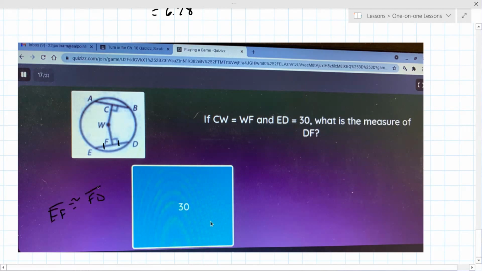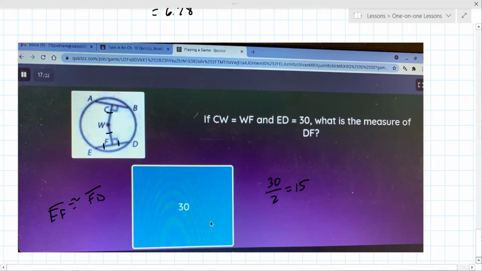And we know that ED is 30. So DF, which is halfway, is going to be 30 divided by 2, which is 15. This is just a straight property. There's nothing sophisticated or special here. It's just a property. But these have to be congruent as well. I don't see any other options, so I'm not sure what else to recommend. Is that okay? Yeah. All right.